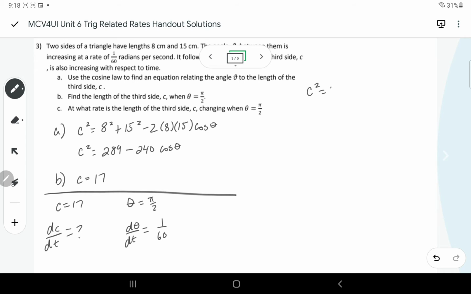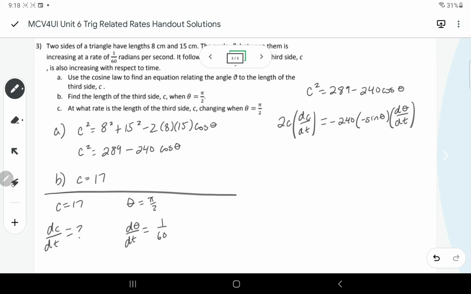C squared is 289 minus 240 cos theta. And then we'll do the derivative of each side. So 2c is the derivative of c squared, but that's times dc dt equals 289 is gone when we do the derivative. So now I'll get negative 240. Derivative of cos is negative sine theta, but theta is a function of time. So we have to do the derivative of theta in terms of time.